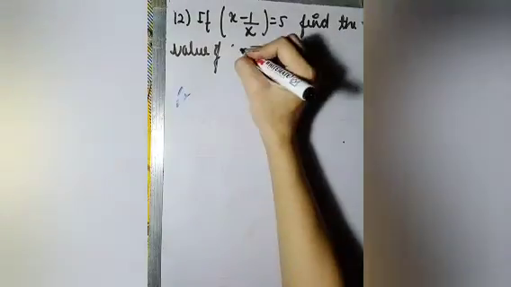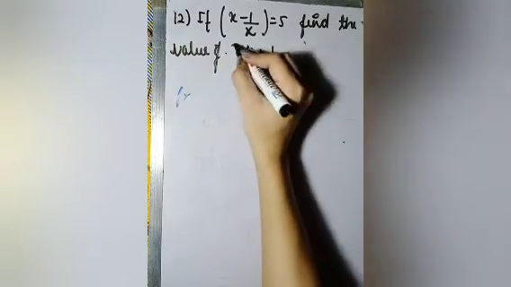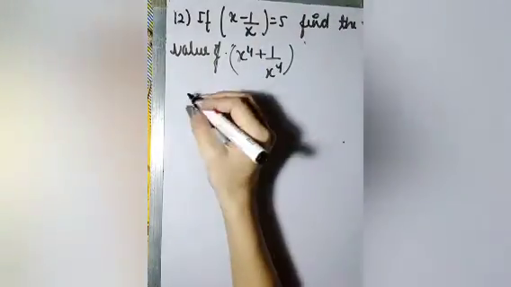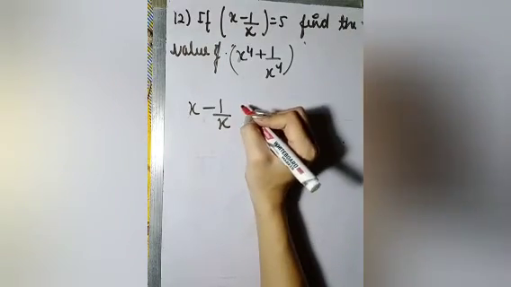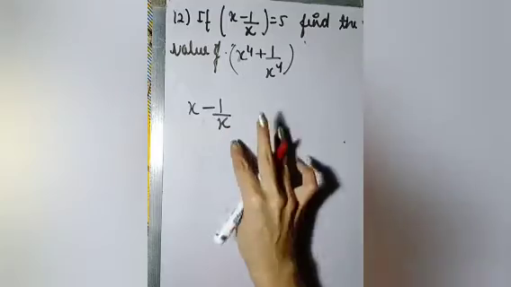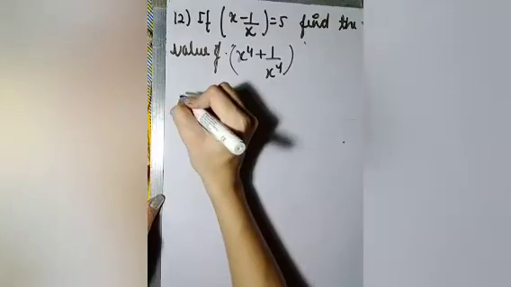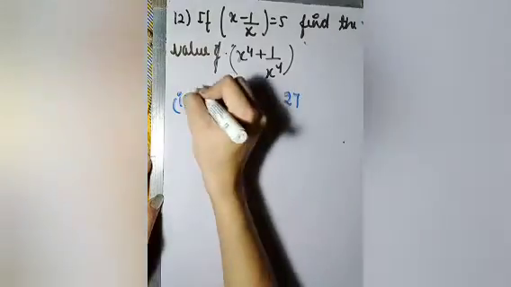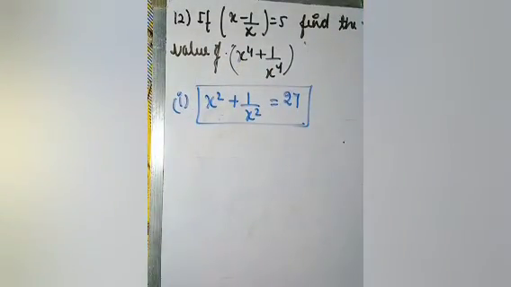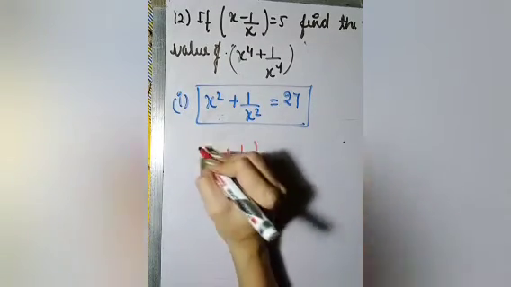The next part is the value of x to the power 4 plus 1 upon x to the power 4. You have to find the value of this. Now what we have is only this, x minus 1 upon x. So what you will do, see in the previous part, in the first part, you know x square plus 1 upon x square is 27. We have already found this in the first part. Now do the square of this, the square of x square plus 1 upon x square.